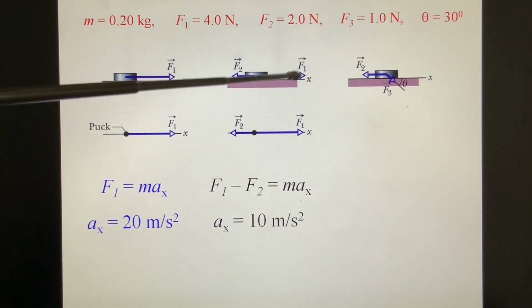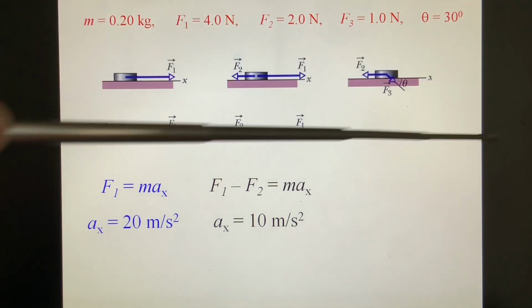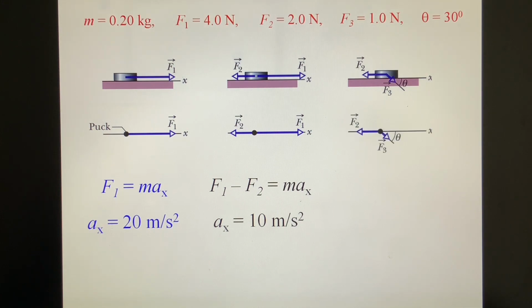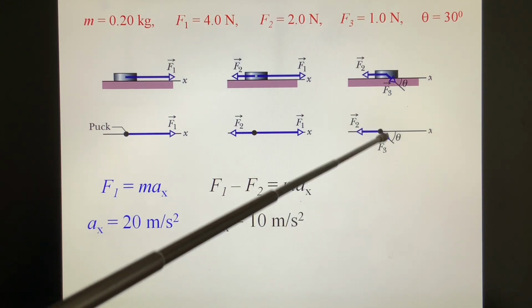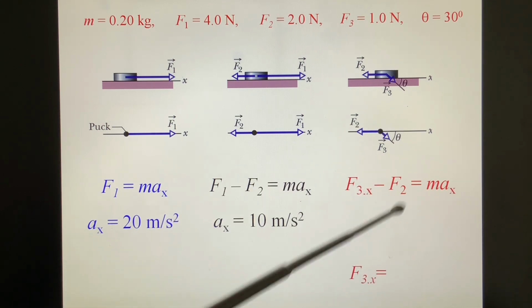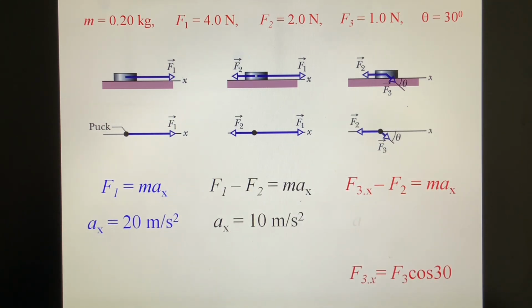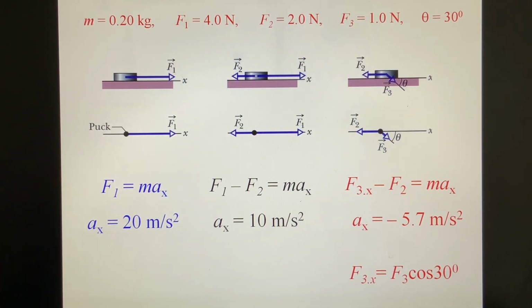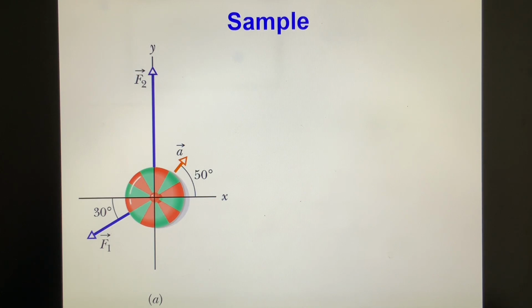Third one, along the x direction, we have F3 cosine theta minus F2. This is a diagram. F3 cosine theta, F3x, minus F2. So we find ax is negative. That means the direction of the acceleration is this direction.